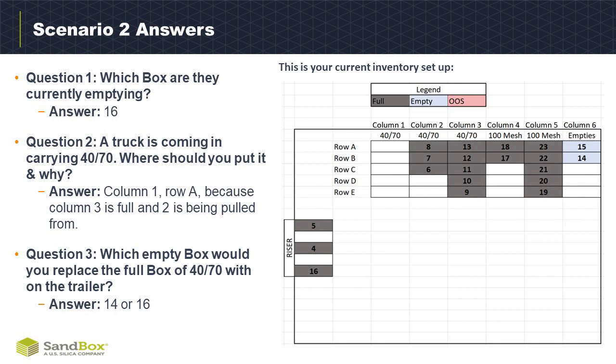Question 3 was, which empty box would you replace the full box of 40/70 with on the trailer? The answer for this one is box 14 or 16, depending on how fast they need an empty.